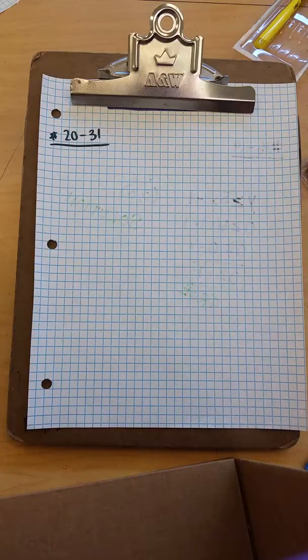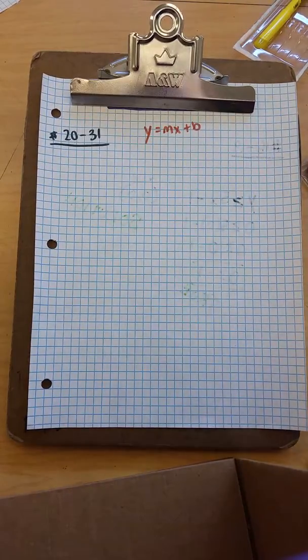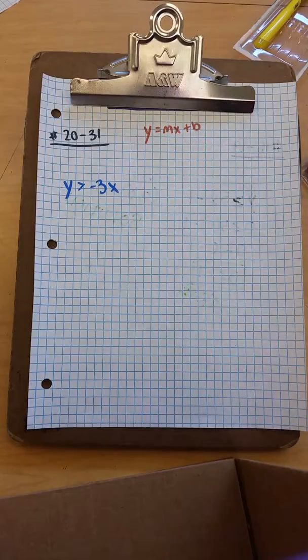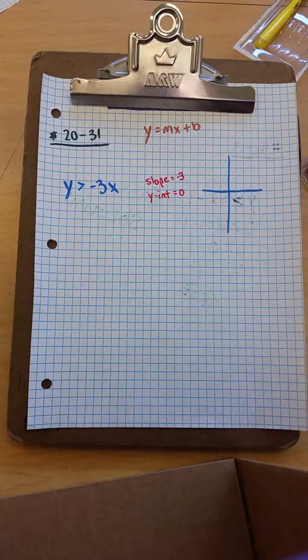For problems 20 through 31, we're just graphing linear inequalities. We like our linear inequalities to be in slope-intercept form. Number 21 is already in slope-intercept form. In this case, the slope is -3 and the y-intercept is 0. This gives us a graph like this.